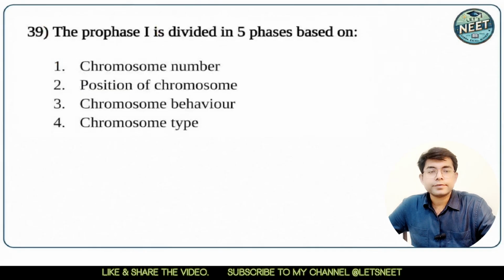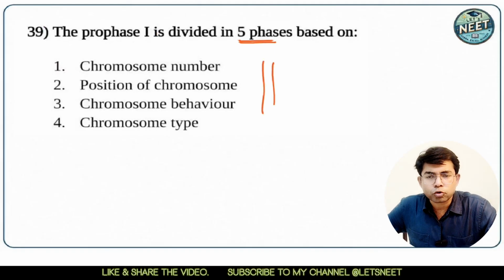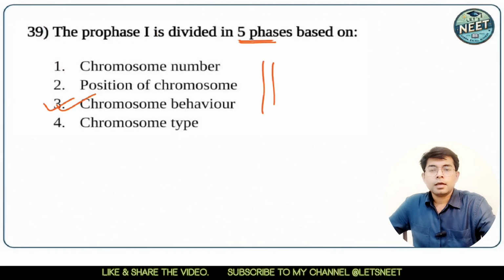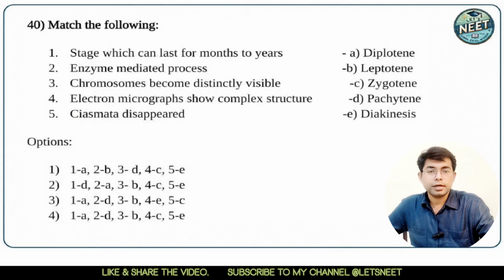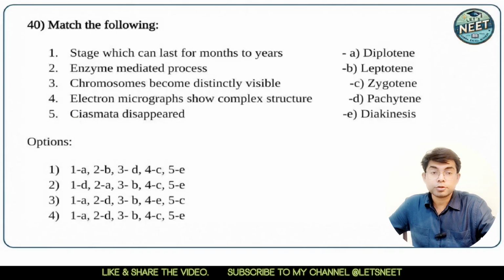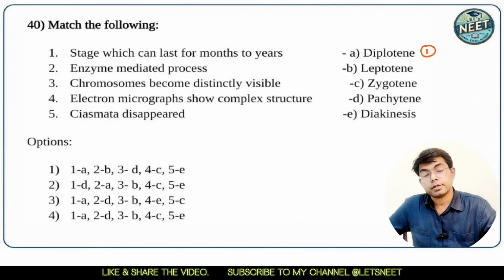Prophase 1 is divided into 5 phases based on... Now this is again from the NCERT line. Clearly they have given it is based on chromosome behavior. Next one, stage which can last for months to years. Diplotene, right? Oocytes of female. In human reproduction you must have studied. In diplotene it can last for months to years.